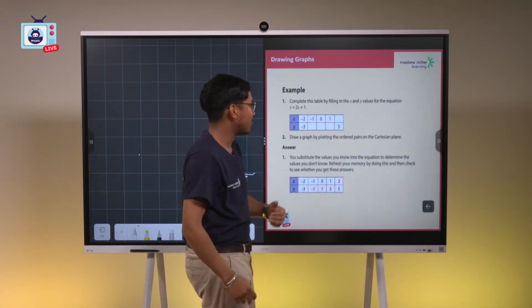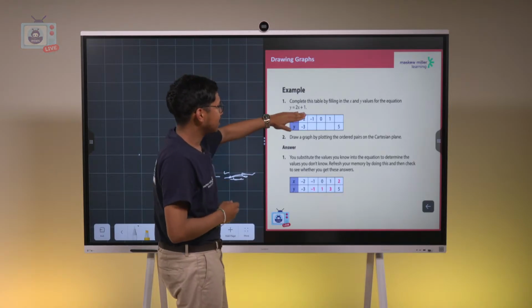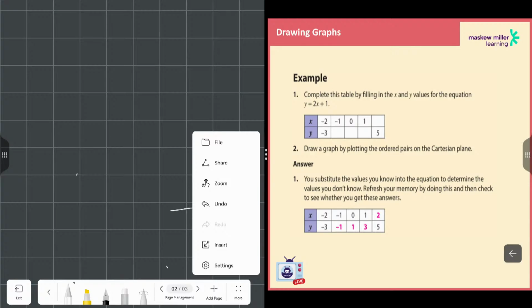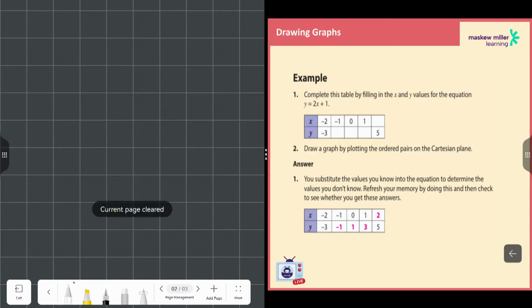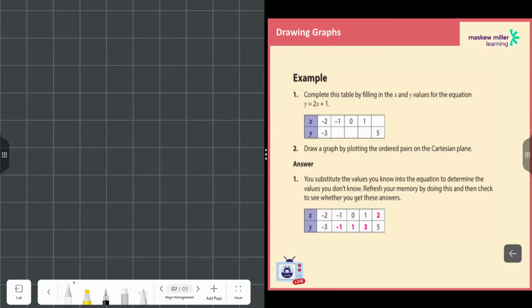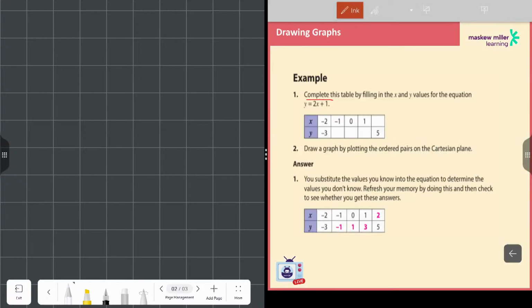All right, so here we have an example. It says here, complete this table by filling in the x and y values for the equation y is equal to 2x plus 1, okay? So, look at this step over here. They told us that we're going to use a standard or a given equation. Where's our equation? Here is our equation given. So this here will essentially lead us to our answer. But we need to be careful in terms of what we need to do, especially our substitution, all right?